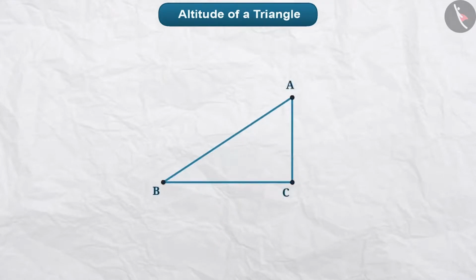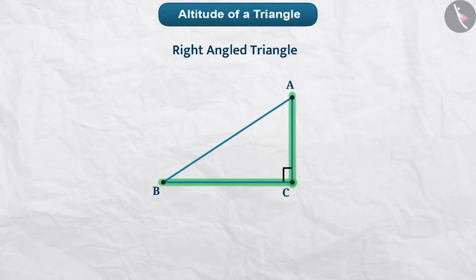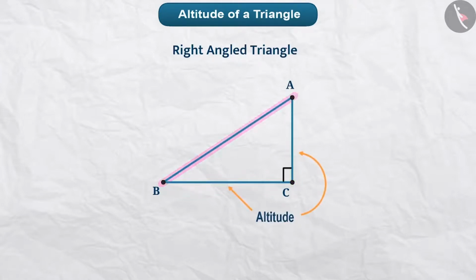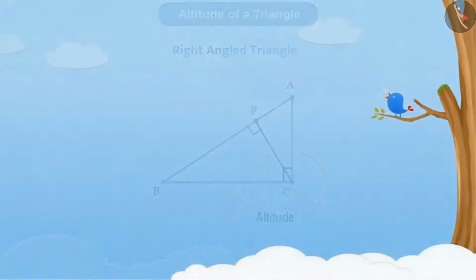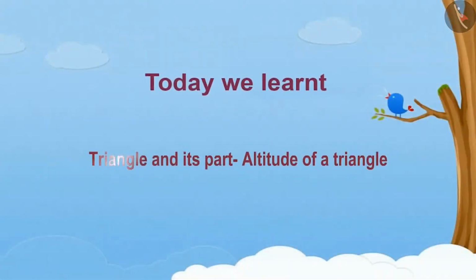Similarly, if we talk about a right-angled triangle, then its two sides are perpendicular to each other. This means that both the sides are also the altitudes of the triangle. And the third altitude can be obtained at the hypotenuse of the triangle by drawing a perpendicular from the vertex to it. Today we learned about the altitudes of a triangle. In the next video, we will see examples related to the parts and types of triangles.